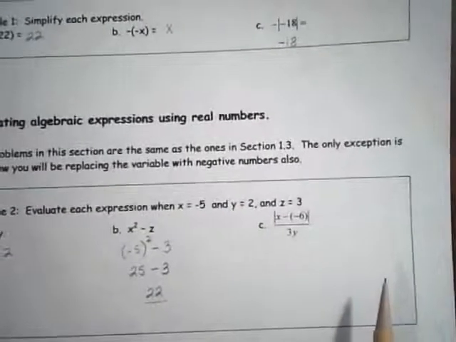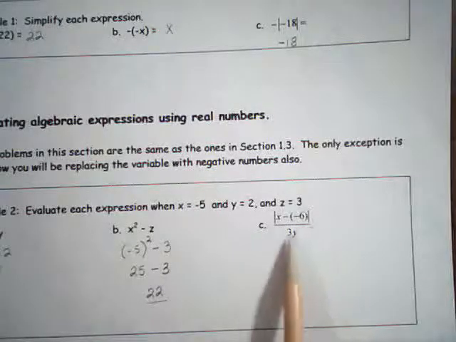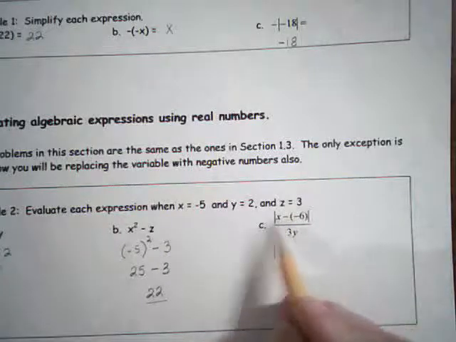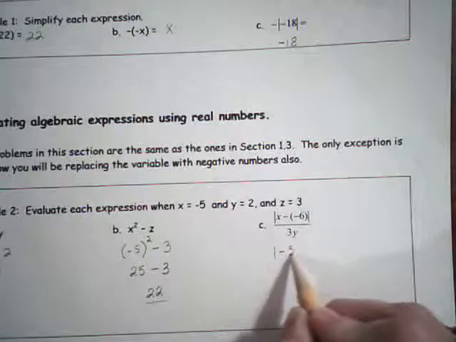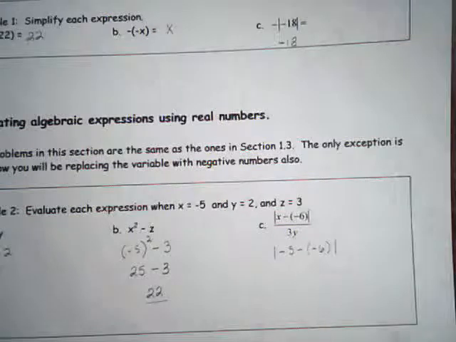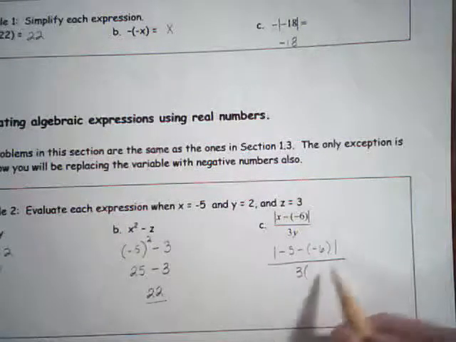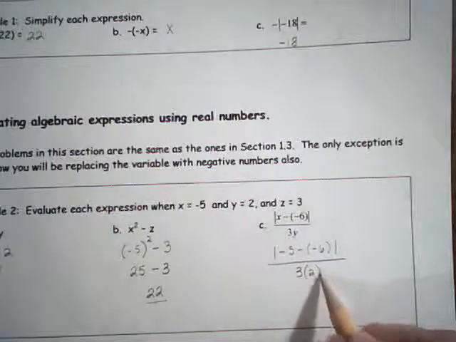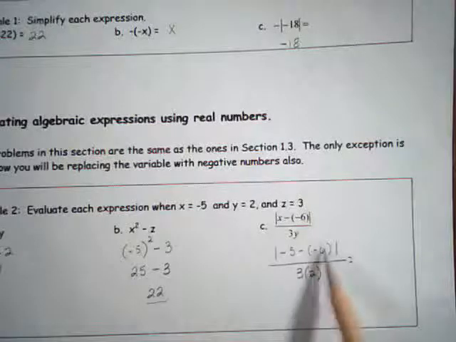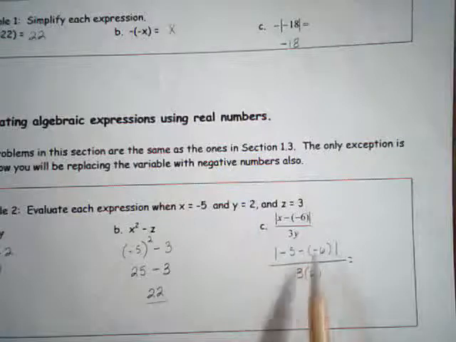Okay, and on C we have the absolute value of x minus a negative 6, over 3 times y. So first thing I'm going to do is just replace negative 5 in the place of x, bring down everything else, over 3 times y, which is 2. Then I have to go back and simplify what I have inside the absolute value bars. So that means I have double negatives that I have to eliminate.